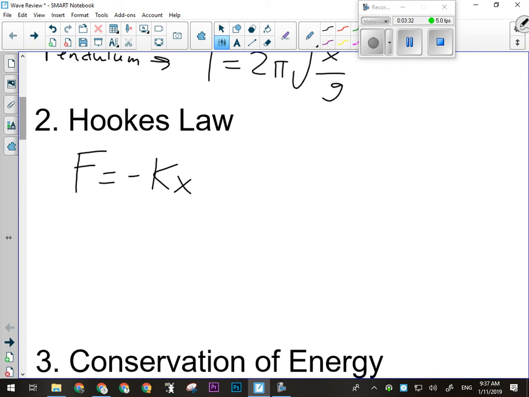Why is the negative in there? Right, the displacement and the force are always opposite. If I displace a spring to the right, the spring pushes left, right? So the negative is in there in order to make sure our vector is always correct. Units, remember, for k are newtons per meter.